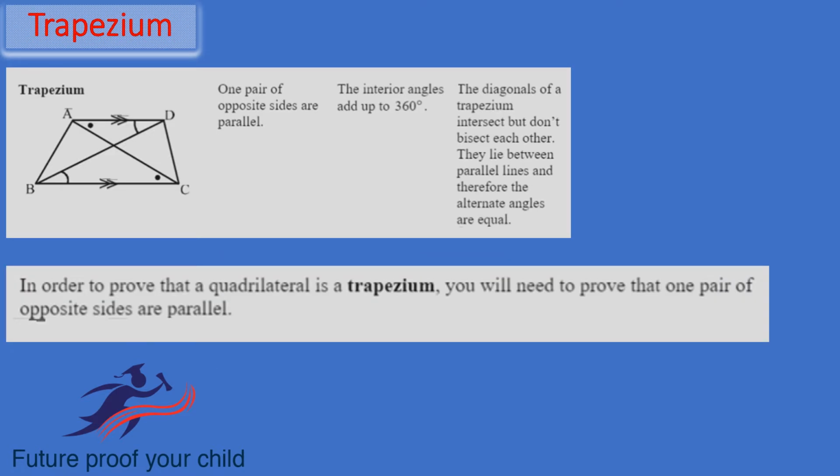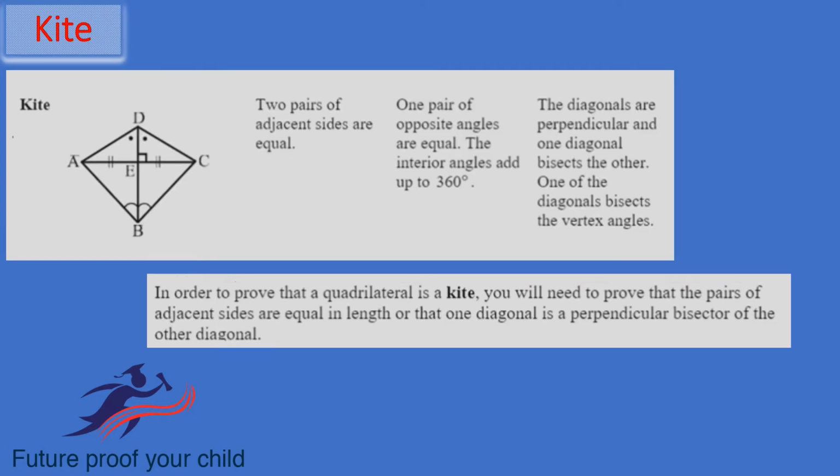Then a trapezium. One pair of opposite sides are parallel. The interior angles add up to 360 degrees. The diagonals of a trapezium intersect but don't bisect each other. They lie between parallel lines and therefore the alternate angles are equal. So as you can see in the diagram, we've indicated it. So in order to prove that a quadrilateral is a trapezium, you will need to prove that one pair of opposite sides are parallel.